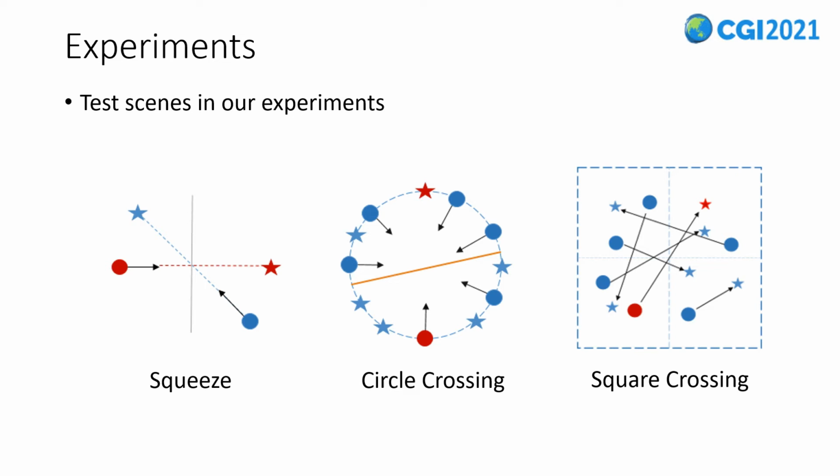The picture on the left is the squeeze scene, where an agent and a virtual person are randomly placed on a circle, and their target position is on the other side of the same circle. The picture in the middle is the circle crossing scene. Its design is similar to squeeze. The only difference is that circle crossing has 5 moving virtual humans. The right picture is the square scene. One agent and 5 virtual humans are randomly placed in a square.